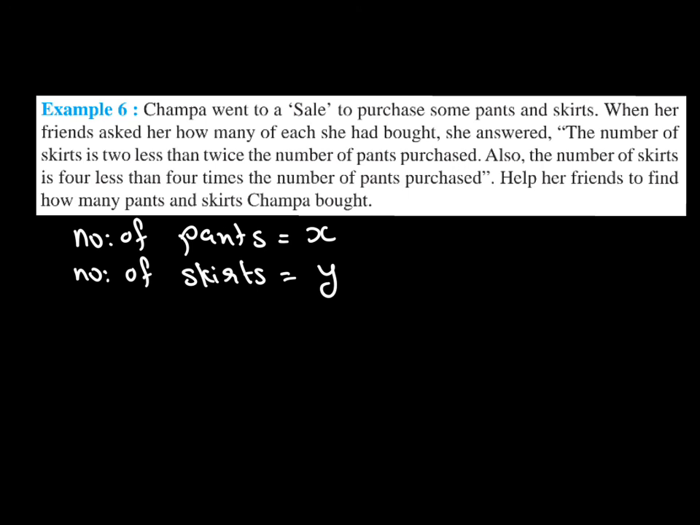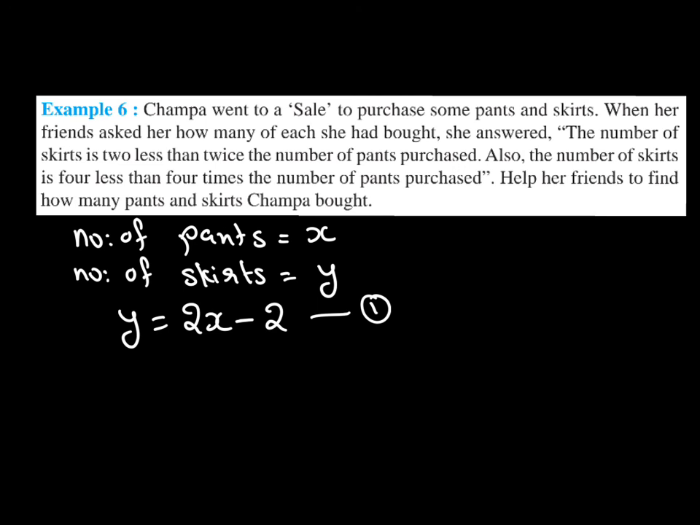So let the number of pants be x and the number of skirts be y. In the first part of the problem, the number of skirts is 2 less than twice the number of pants. So the number of skirts y is 2 less than twice the number of pants: twice the number of pants, and 2 less than that. So that is going to be the first linear equation.